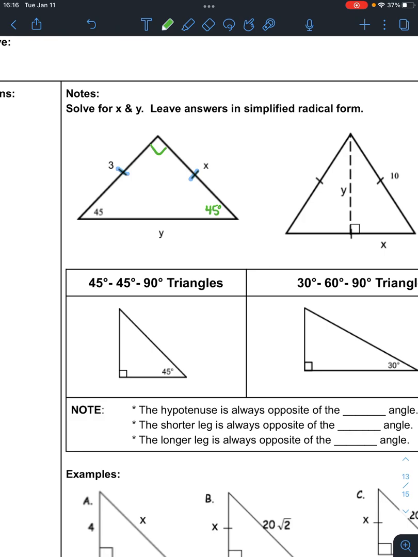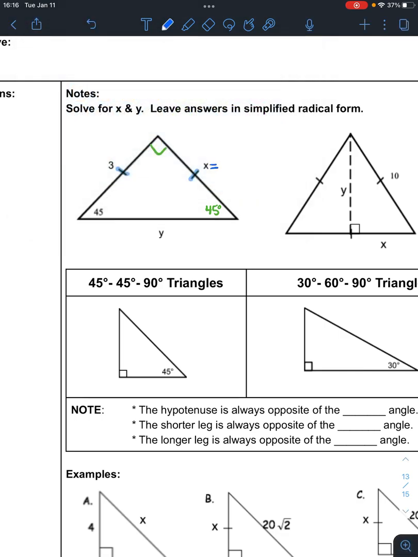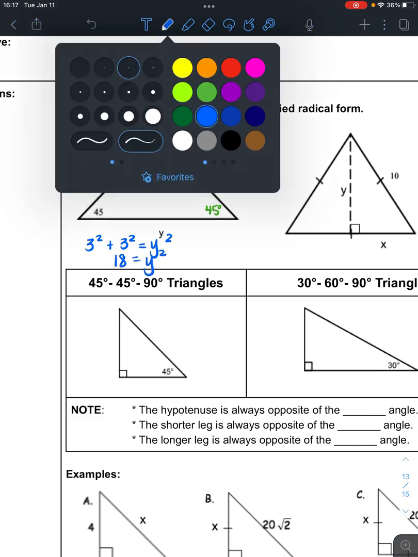I know that x is 3, because those two sides are the same. And then I can use the Pythagorean theorem because I have two of my three sides. I can do a squared plus b squared is equal to c squared, because y is your hypotenuse. So 3 squared is 9. 9 plus 9 is 18. So we get that y squared is 18.